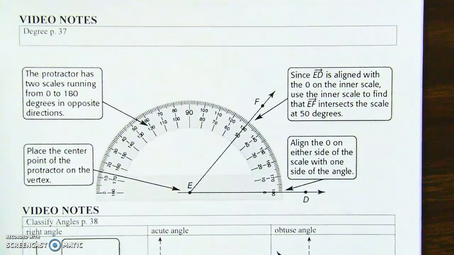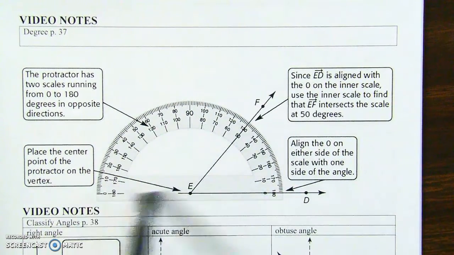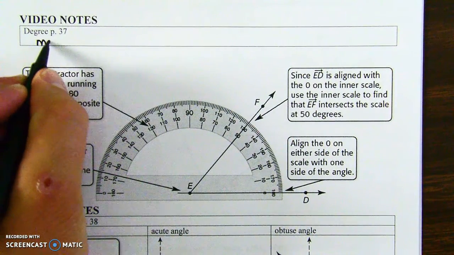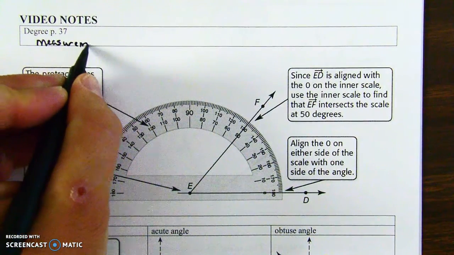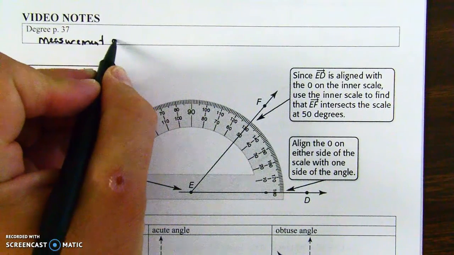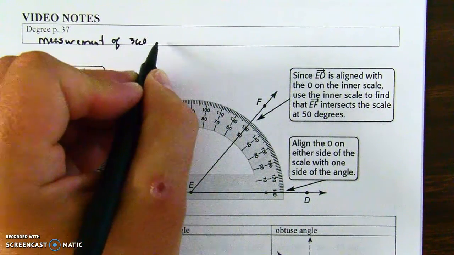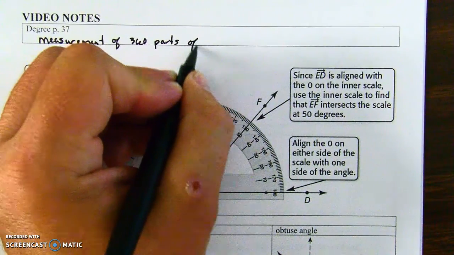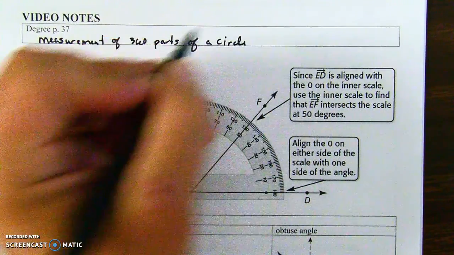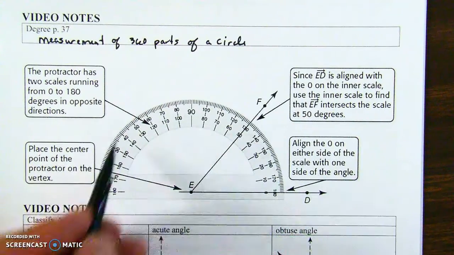Okay, now a degree. When we talk about degrees, and you guys have seen a protractor before, hopefully at some point, and learned how to use them, this is what we're going to talk about. Our angles are measured in units called degrees. The degree results from dividing the distance around a circle into 360 parts. So a degree is basically a measurement of 360 parts of a circle.